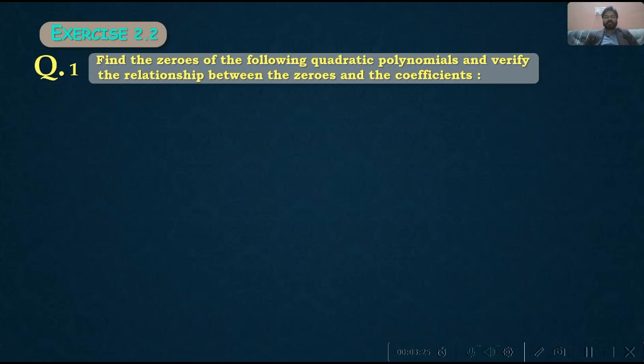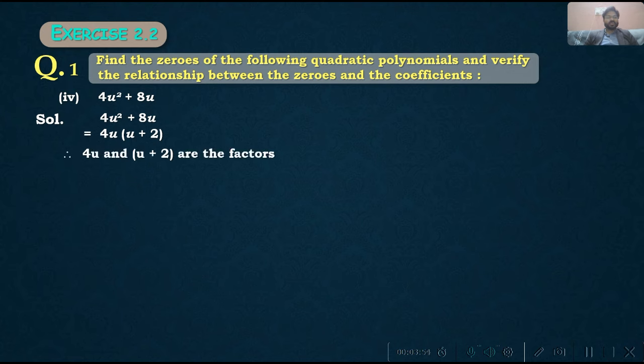Now module 6 and question number 1. Find zeros of the following quadratic polynomial and verify the relationship between the zeros and coefficients. So we have the question 4u square plus 8u. Multiplying 4 and 8 would give 32, but since there is no constant term, we can take common from the first two terms. So we took 4u common, and what remains is u plus 2. So 4u and u plus 2 are the factors.